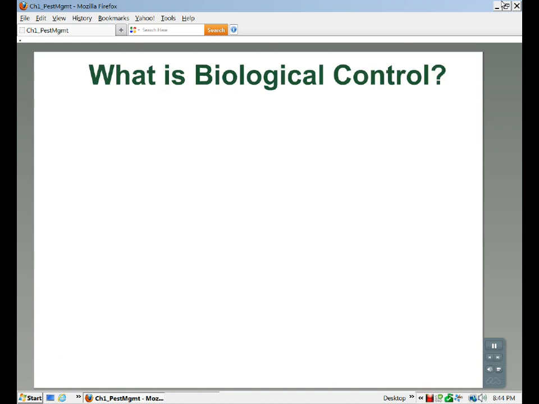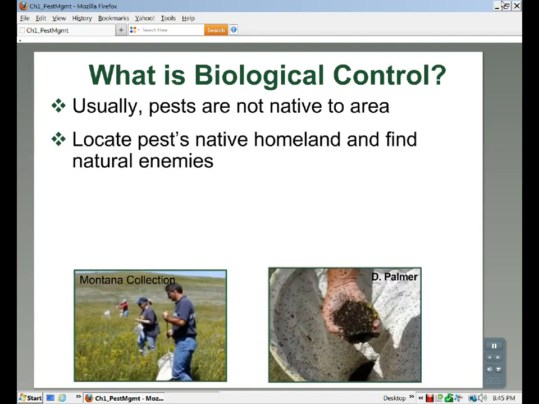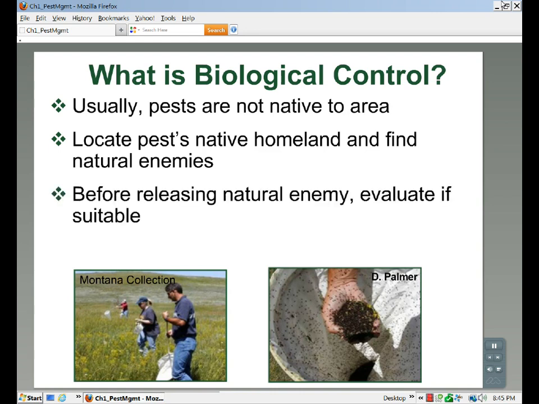Biological control relies on the pest's natural enemies, such as birds, insects, fungi, and viruses. Applied biological control is often directed against pests that are not native to a geographical area. When a non-native pest invades, it often doesn't come with its complement of predators, parasites, and pathogens. So scientists visit the native pest range, usually in Eurasia, and collect the natural enemies. They evaluate the suitability of releasing the natural enemies into areas where the new pest has become established.